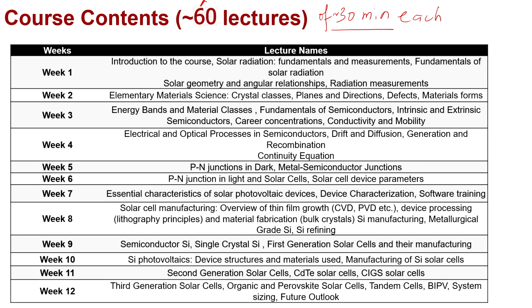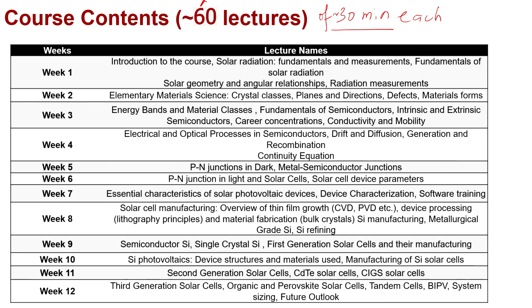In week 8, we will learn about solar cell manufacturing. This will begin with an overview of thin film growth, especially using chemical vapor deposition and physical vapor deposition processes, abbreviated as CVD and PVD. And then we will look at device processing, because there is certain device processing that is also involved in the case of photovoltaic cells, especially the lithographic processes, and then materials fabrication techniques, especially in the bulk form as well as in the thin film form.